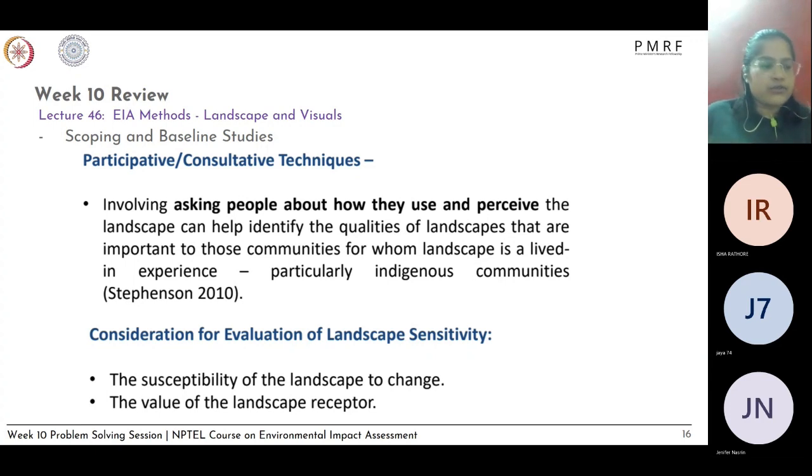And then we have consideration for evaluation of landscape sensitivity. And this looks at the susceptibility of landscape to change. That is, how likely is the landscape to change over a period of time, and the value of the landscape receptor, that is the value which the users of that landscape assign to it. So these are two factors which we consider when we evaluate the sensitivity of landscape.